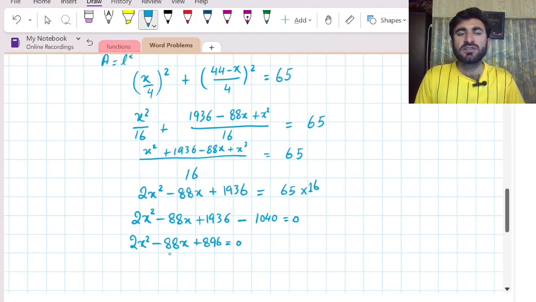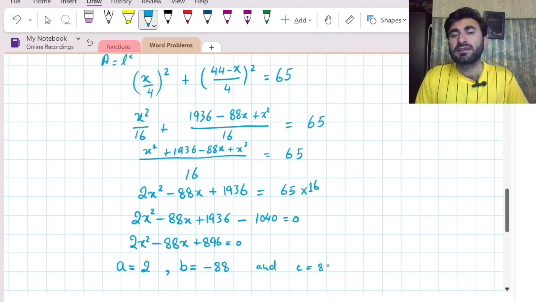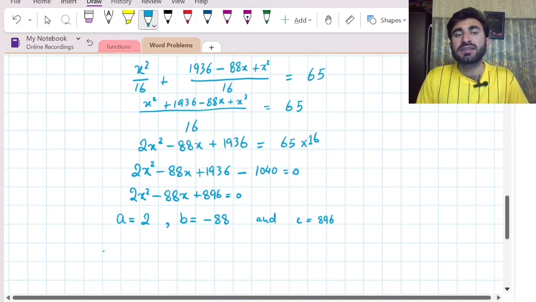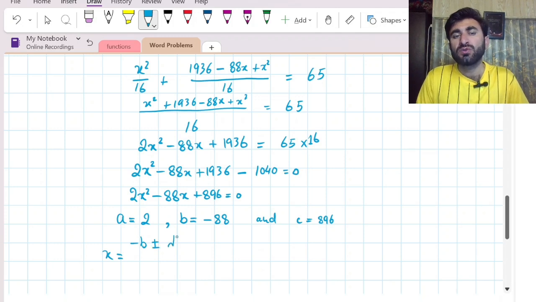Because that is a quadratic equation, we can apply the formula, or we can also factorize it. This seems a difficult one, so we can apply the formula over here. So the value of a will become 2, because a is the coefficient of the quadratic term, then b is the coefficient of the linear term, which is minus 88, and c is 896. So let me apply the formula, which states x equals minus b plus minus the square root of b square minus 4ac, divided by 2a.